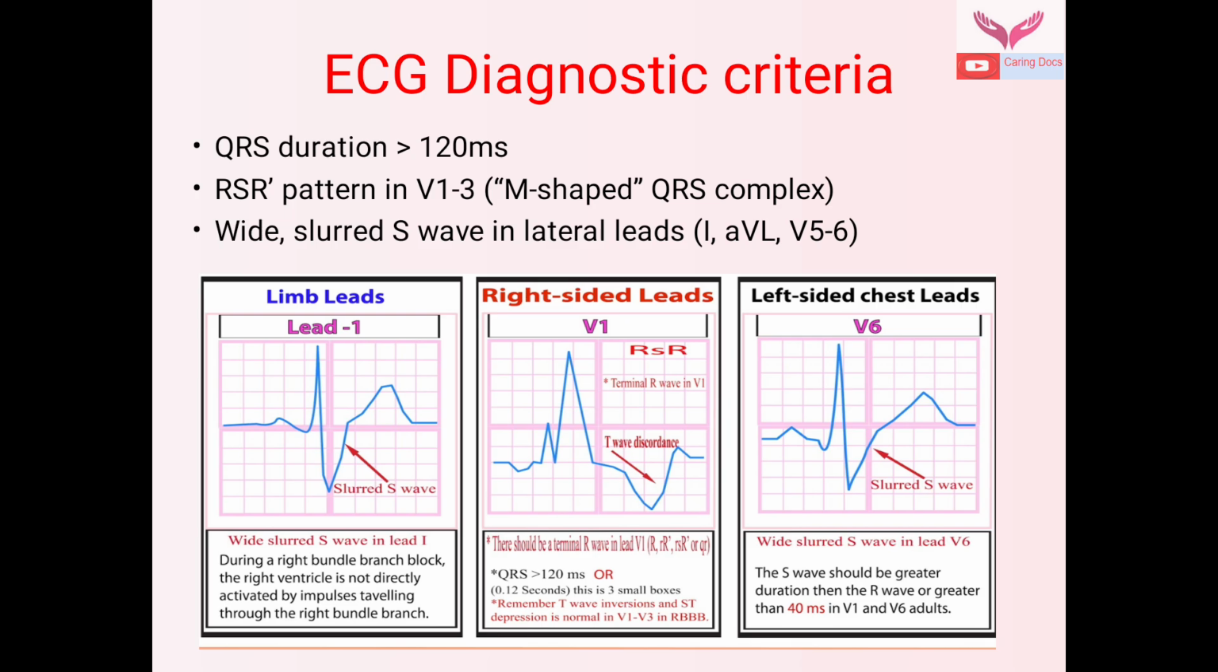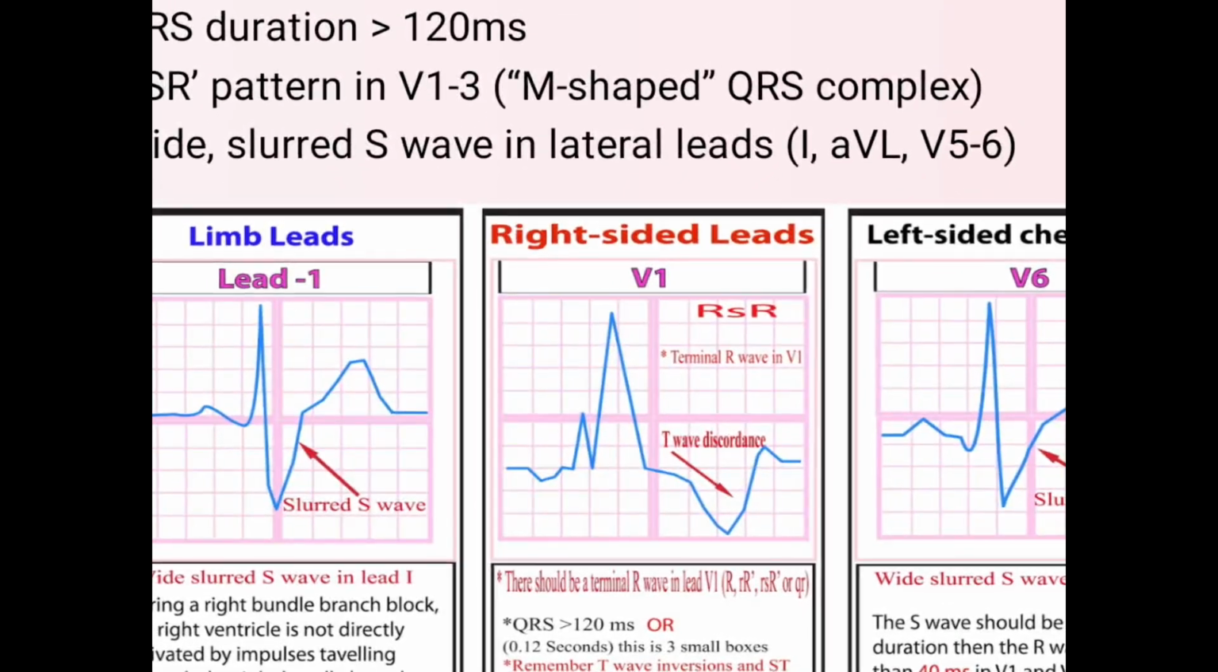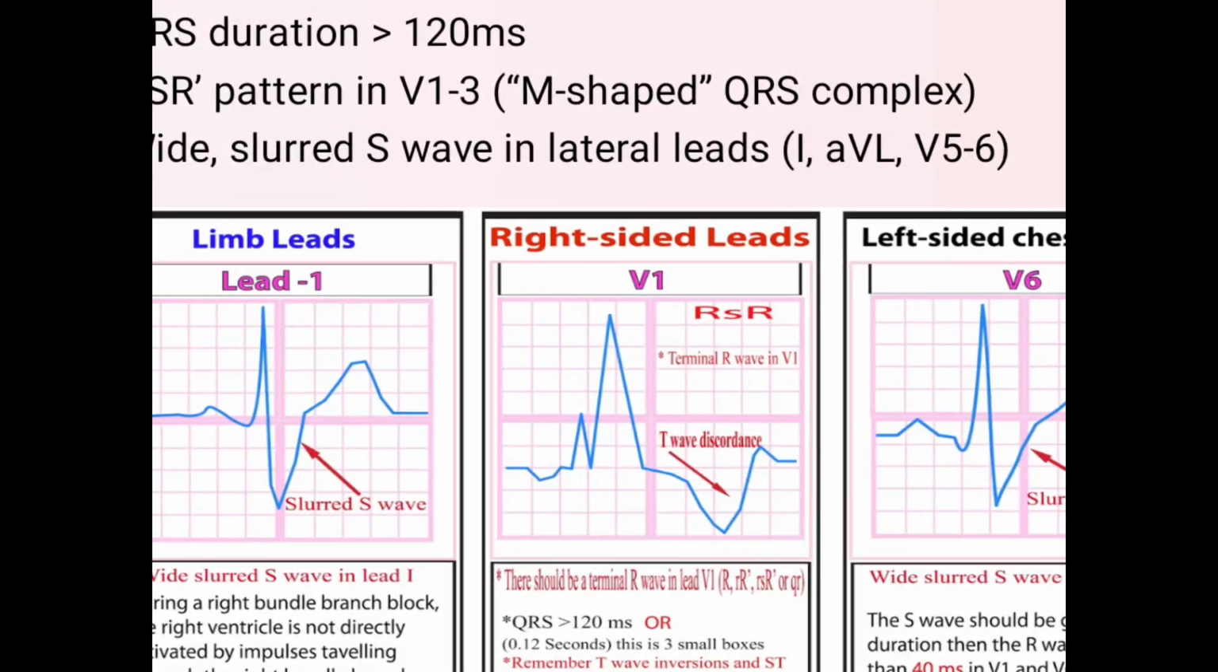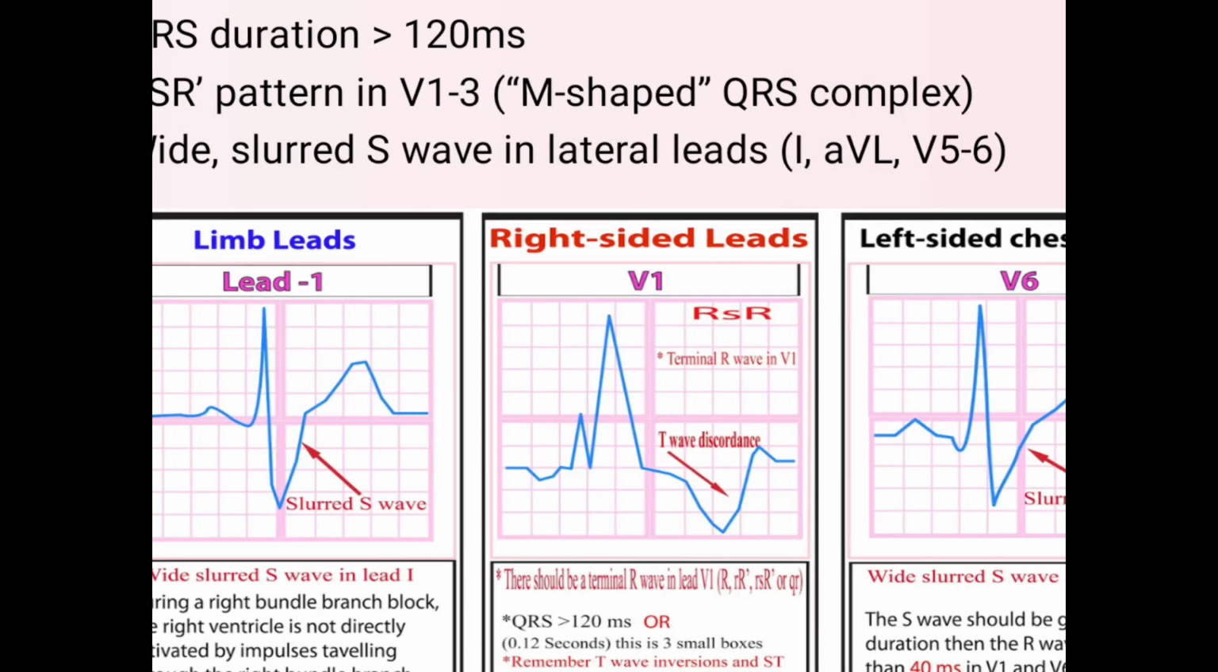The ECG diagnostic criteria for right bundle branch block are: QRS duration more than 120 milliseconds, RSR' pattern in chest leads V1 to V3, or we can say M-shaped QRS complexes, and a wide slurred S wave in lateral leads, that is lead 1, AVL, V5 and V6. So in limb leads, in lead 1 we get a wide slurred S wave.